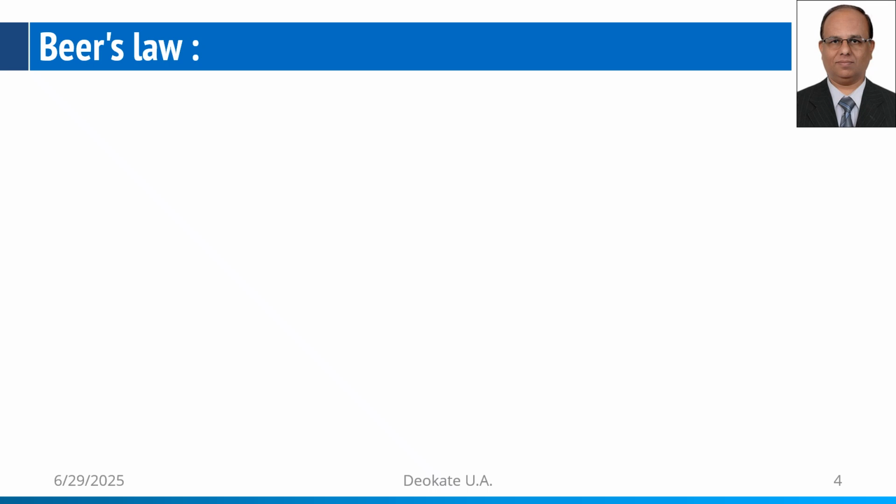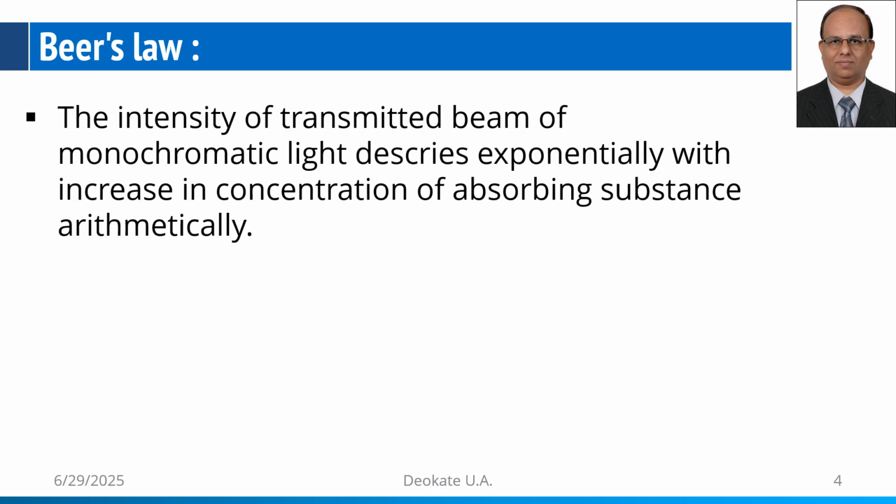We will focus more on Beer's law. The intensity of a transmitted beam of monochromatic light decreases exponentially with an increase in the concentration of the absorbing substance arithmetically. In this diagram, you can see that P0 is the intensity of the incident light and P is the reduced intensity of the transmitted light. So whatever difference there is in these two intensities is the light which is absorbed by the substance present in the path length b.